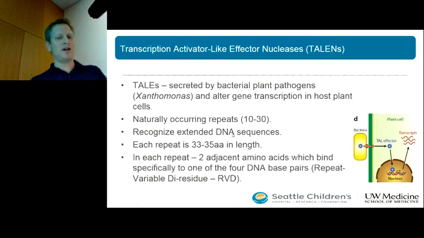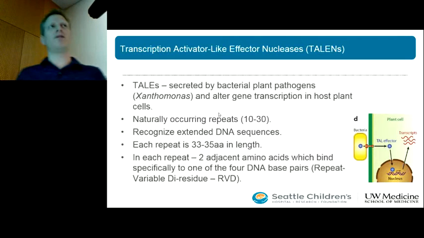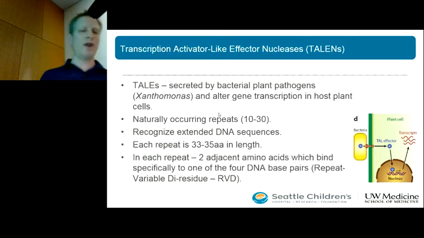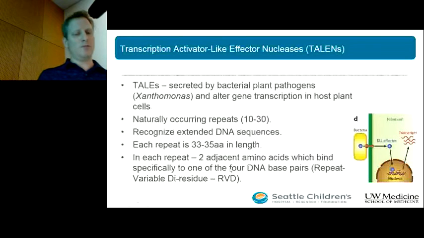And there are naturally occurring repeats. Usually these are repeats of a similar domain structure. And each domain also recognizes specific DNA nucleotides. In this case, it's not 3 nucleotides. Each part of the TALE recognizes a specific nucleotide, 1 nucleotide. Each repeat is usually 33 to 35 amino acids in length. And in each repeat, there are 2 most important amino acids which recognize a specific nucleotide. They're called repeat variable di-residues, or RVDs in short.